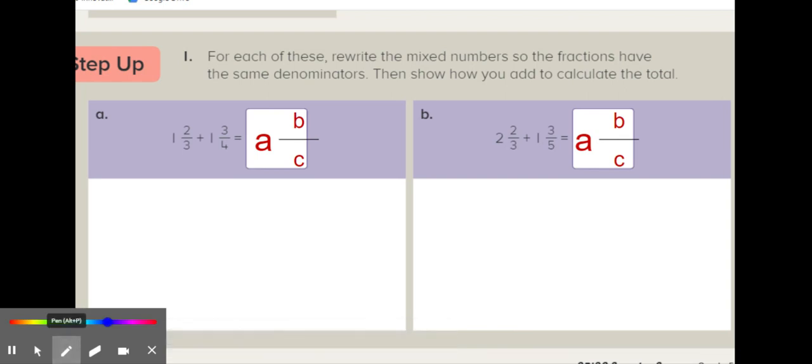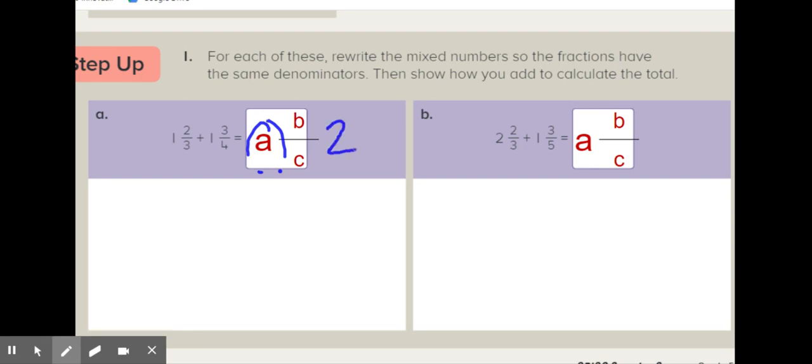So what I was saying was I was going to do a quick multiply on letter A, 1 and 2/3 plus 1 and 3/4. I know that the whole number in my answer is going to be 2, because 1 plus 1 is 2. And so my problem is really going to just be 2/3 plus 3/4.